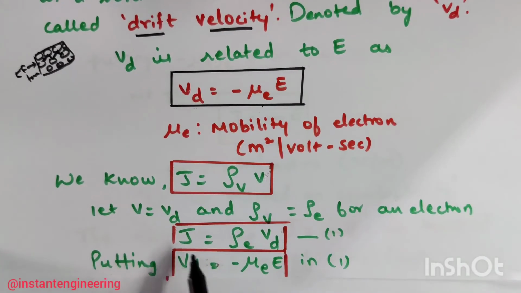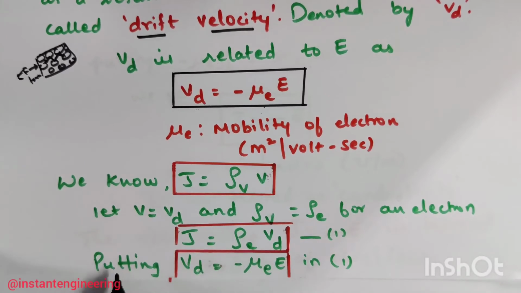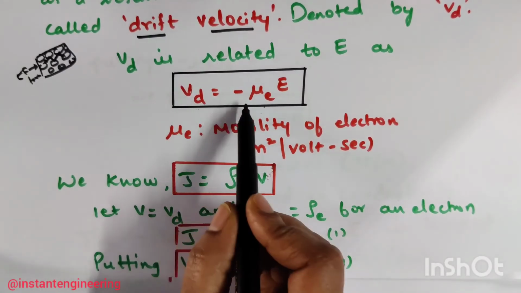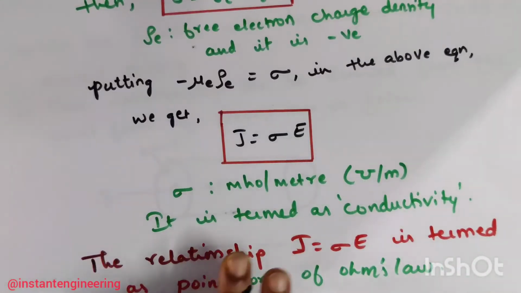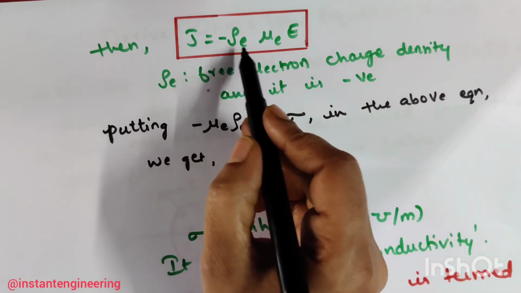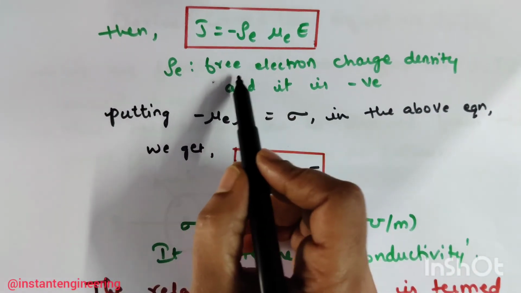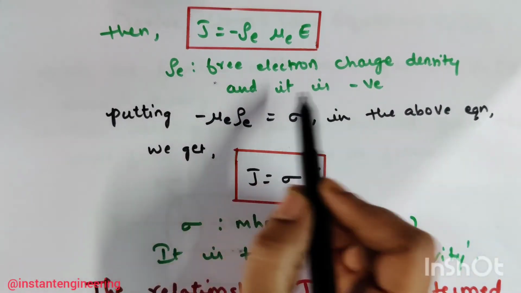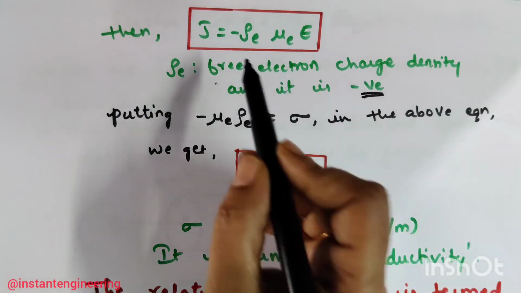So J can be written with rho e, and V is Vd. Substituting Vd, which we got from before as minus mu e into E, in place of Vd over here, we get J is equal to minus rho e mu e E. Here rho e is the free electron charge density. Electron charge is always negative, that's why we took it as negative.